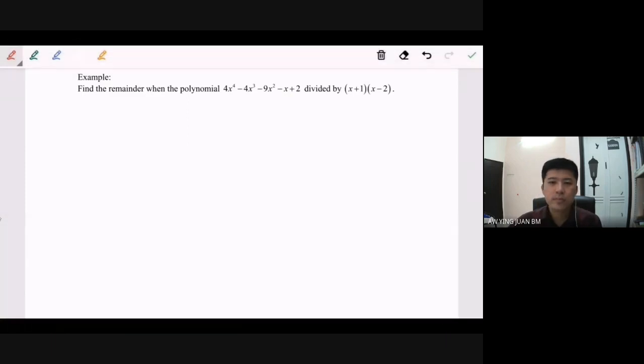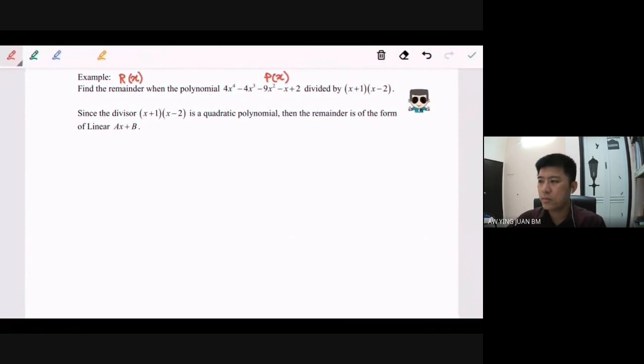the remainder, which is denoted as Rx, when the polynomial, which we can denote as Px, is divided by x plus 1 and x minus 2. Since the divisor x plus 1, x minus 2 is a quadratic polynomial, then the remainder is of the form of linear, which is ax plus b.